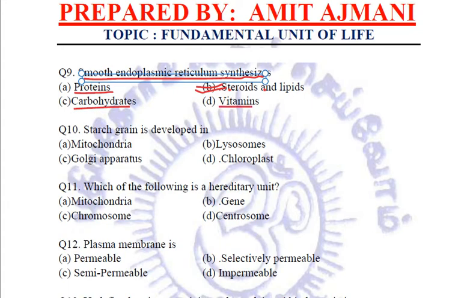Clear? Question number 10. Starch grain is developed in. Where exactly is starch grain developed? In mitochondria? No, because their breakdown takes place to liberate energy. Golgi apparatus? No. Packaging, transporting, formation of lysosomes? We already know the functions. Lysosomes? No. Digestion, digestive bags, suicidal bags.